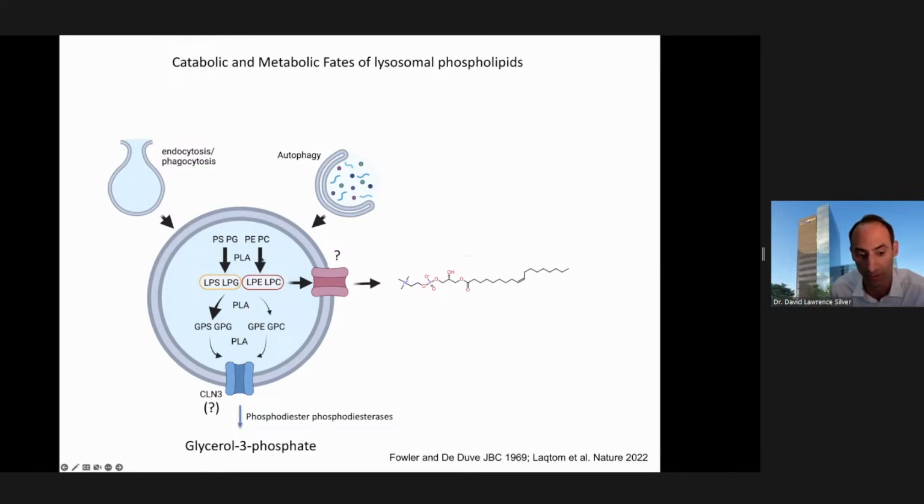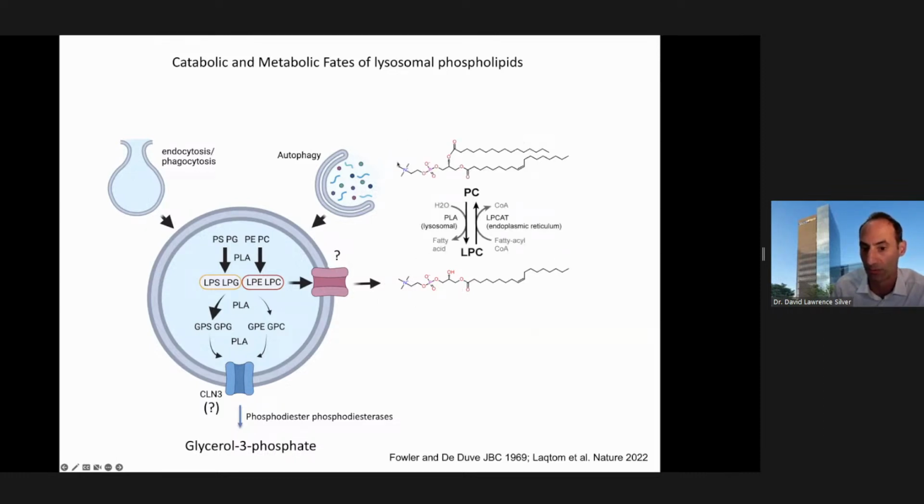So we hypothesized that since Christian de Duve showed that it's the LPE and LPC that accumulate in the lysosome and aren't efficiently broken down into these glycerophosphodiesters, there should be a transporter at the lysosomal membrane that would mediate efflux of LPCs that would then enter into the cytoplasmic pool of phosphatidylcholines, again, through the action of these endoplasmic reticulum LPCATs.